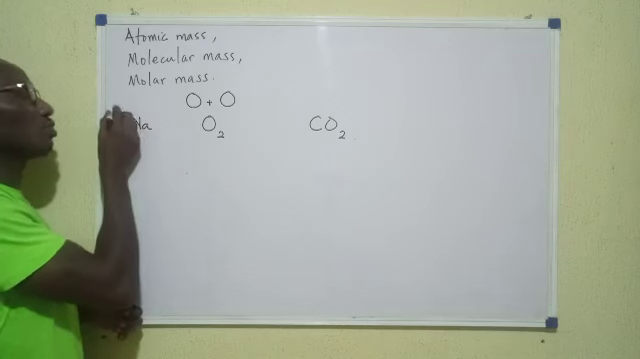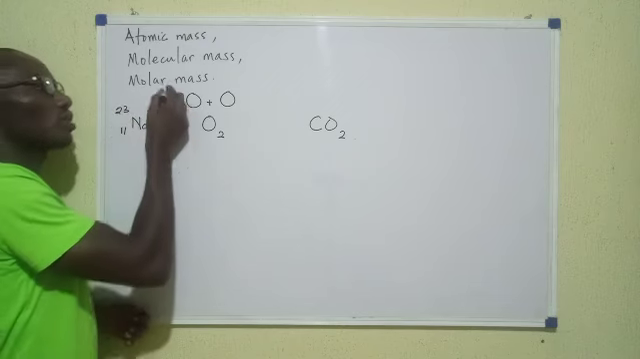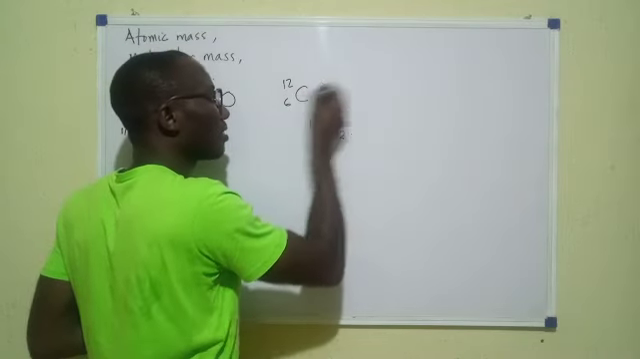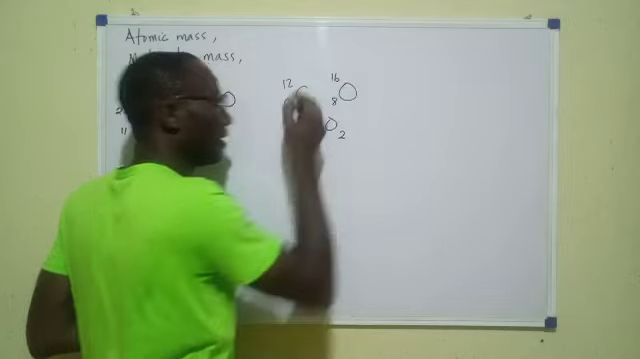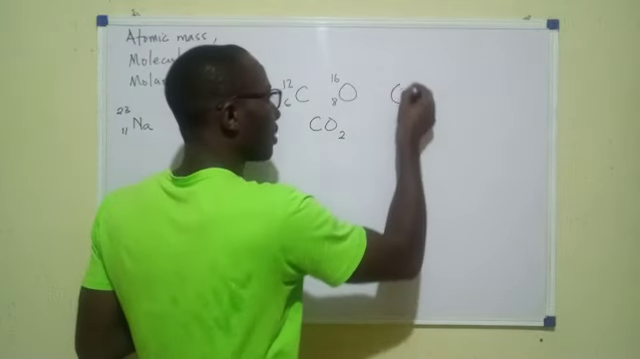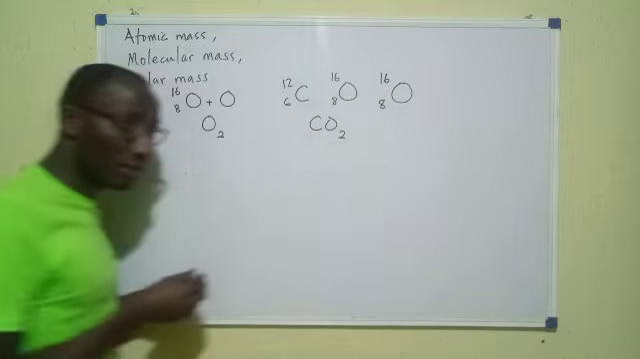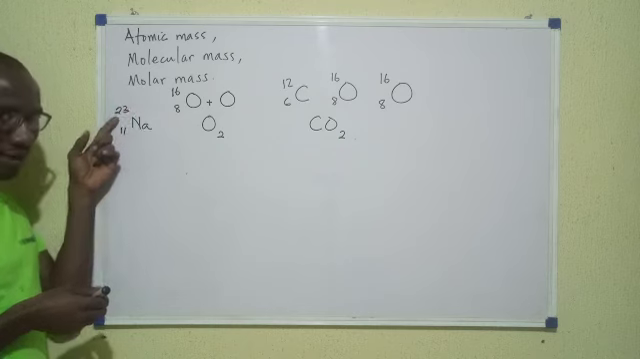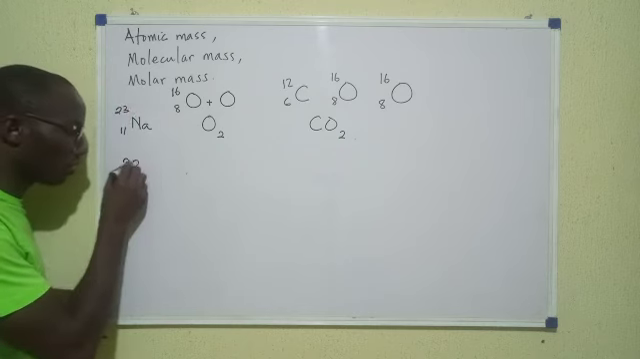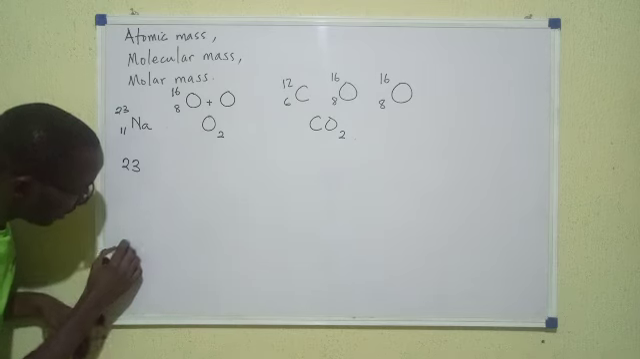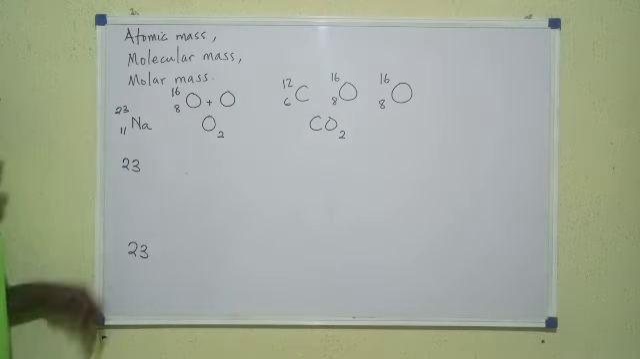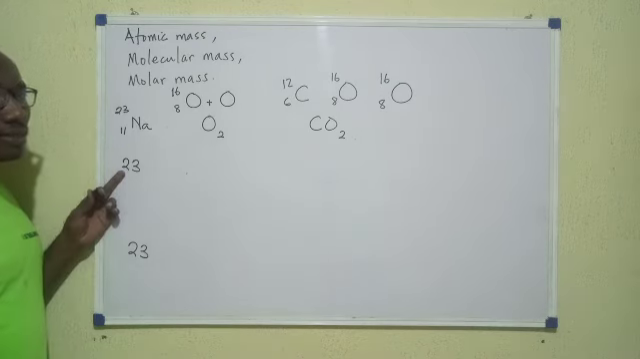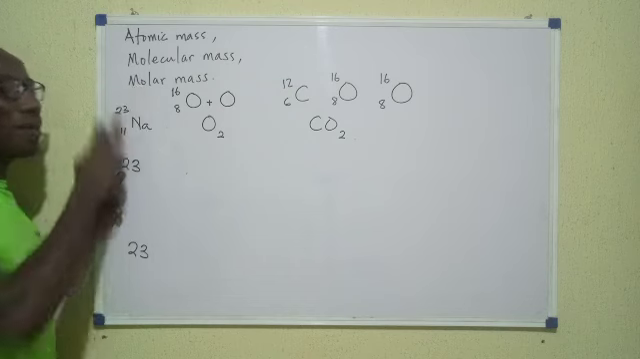Now in symbol, we write sodium as 23,11, oxygen as 16,8, carbon dioxide, carbon there is 12,6, oxygen is 16,8. Remember, there's another oxygen, so let's put it there, 16,8, all right? Now for this sodium, the 23 you are seeing up here, if I put it down here, 23, and put it down again, 23, I would say that this 23 can be its atomic mass or its molar mass.